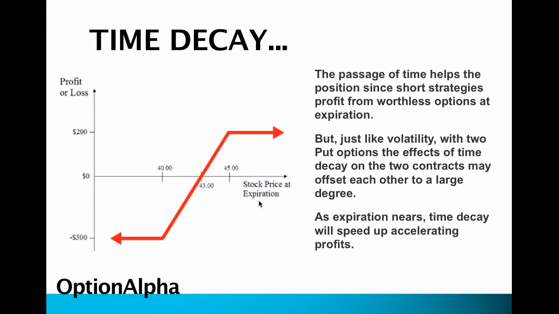With time decay, it's the same sort of thing as volatility. The passage of time is generally going to help this strategy since it is a short option strategy, or an option selling strategy. And we do want all the options to expire worthless at expiration. But just like volatility, with two put options, the effect of time decay on both contracts is going to offset each other. So where you gain money from time decay on one option, you're going to lose it on the other one, more or less.